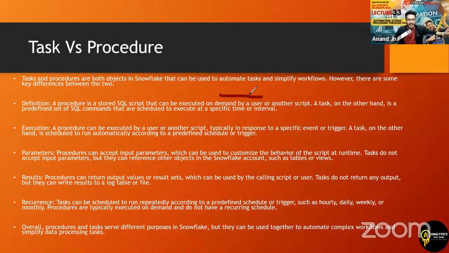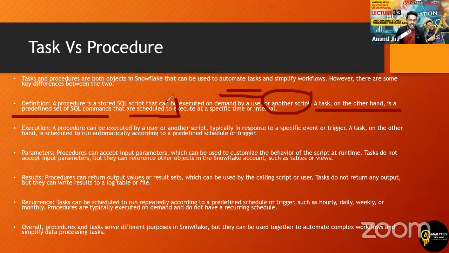In the previous class, I showed you that when a user wants to delete an employee record, he or she feeds the employee name and the records get deleted on demand by another script. A task, on the other hand, is a predefined set of SQL commands that are scheduled. This is very, very important, which I was talking about today, to execute at a specific time or interval.